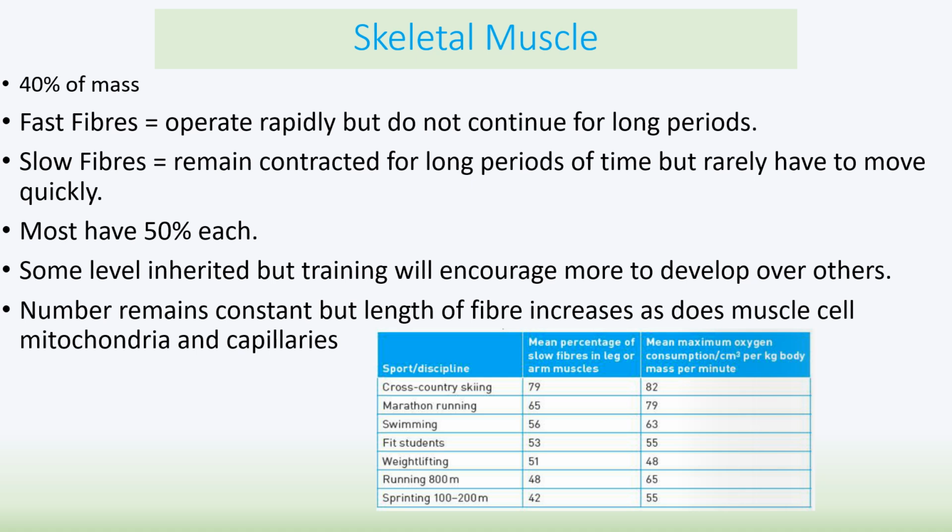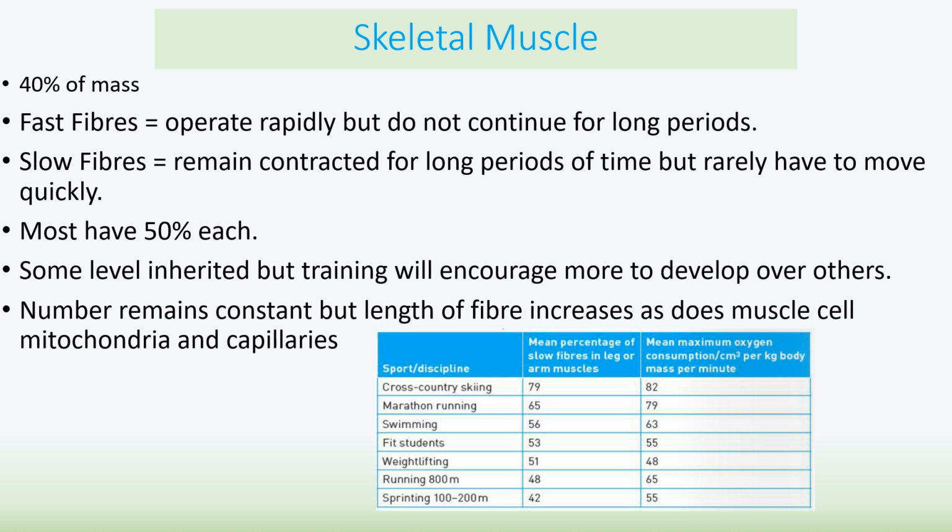So a good example of a fast twitch fiber would be something like your bicep. If you're lifting weights, you have to move it quickly. Whereas something like your calf muscles would be a good example of a slow twitch fiber, which is something that keeps you stood upright all day. If you stand up in your job, you have to stand for a long period of time, but it's rarely that it has to move very quickly.